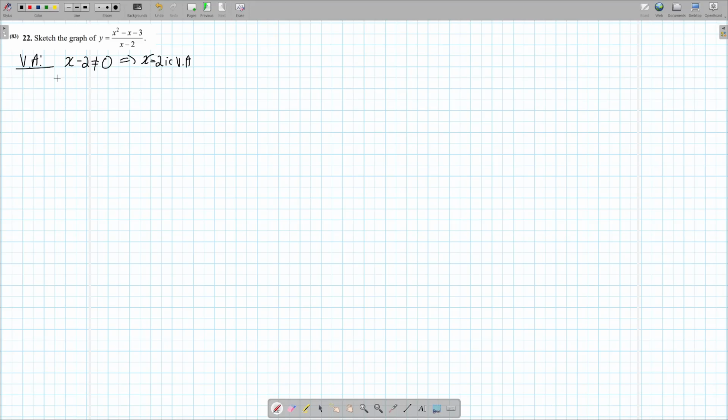X equals 2 is the vertical asymptote. Okay, you found your x. So now I can write my domain of definition. You always write your domain of definition after your vertical asymptote. It's always R minus curly bracket your excluded value.